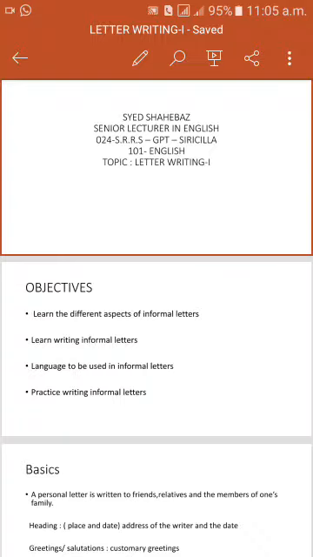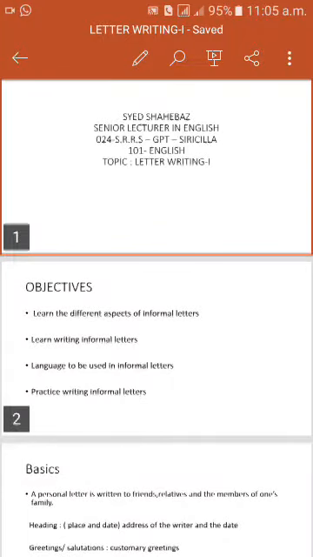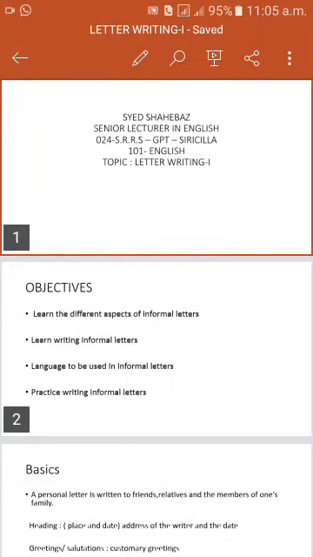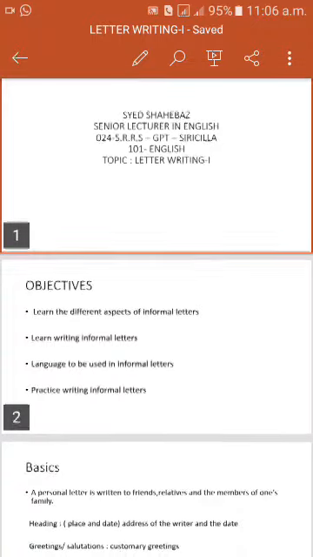Today's lesson is letter writing. There are two lectures in the letter writing. This is the first lecture, letter writing 1. The objectives of this lesson are to learn the different aspects of informal letters.